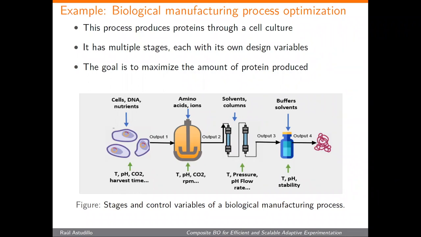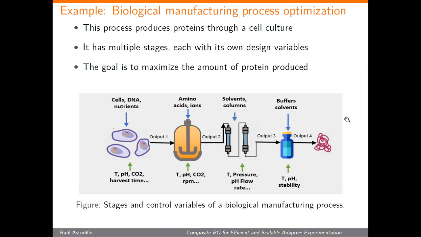So here the goal is to produce some proteins. And this process has multiple stages. In the first stage, we're gonna be using a cell culture to produce the proteins. And this cell culture is gonna produce these proteins along with some other byproducts. And later there's a purification stage where we're gonna be extracting the proteins from the byproducts. And finally, there's this stage where we're gonna be, let's say, making the proteins in a way that can be used by some vaccine, for example. So here the goal is to tune all the decision variables in these stages so that in the end, we maximize the amount of protein produced.